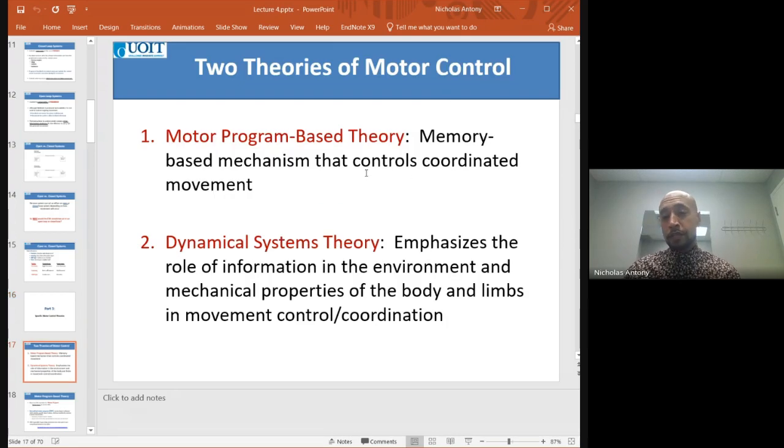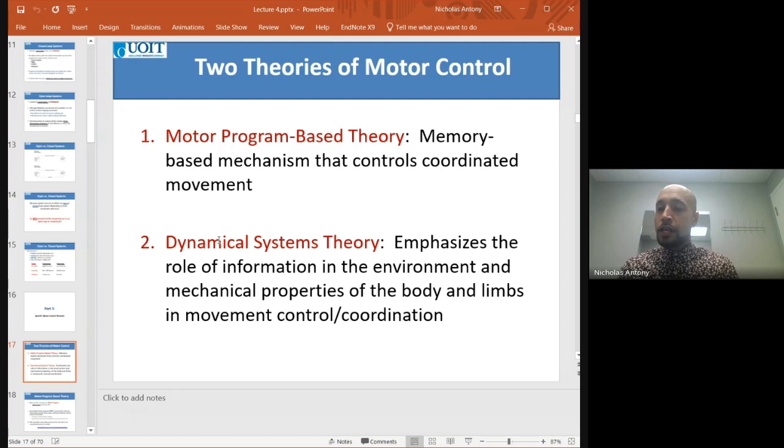The first theory was done early, I think in the 70s. It's called the motor program-based theory. Its idea is that we have a memory-based mechanism that controls coordinated movement. So it suggests that for every class of movement, we have a motor program that we sort of download into our brain that's stored, that determines the basic essentials of how we perform that movement. That's the motor program-based theory. Sort of makes sense. And then the next one, developed much later, was called the dynamical systems-based theory.